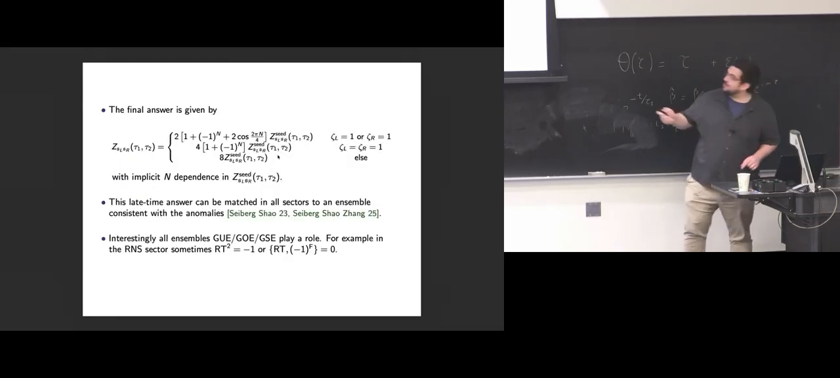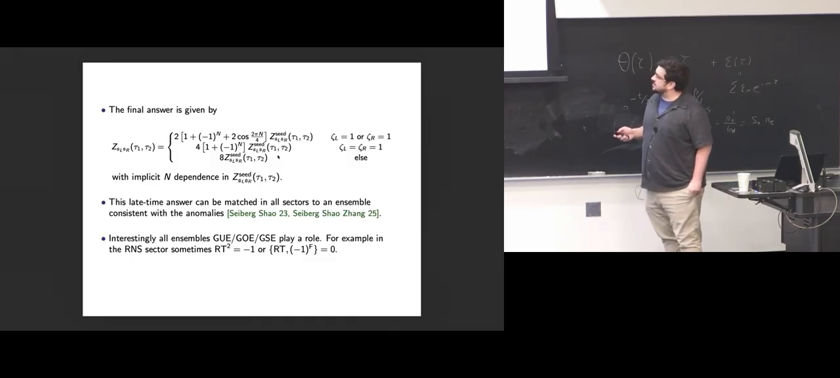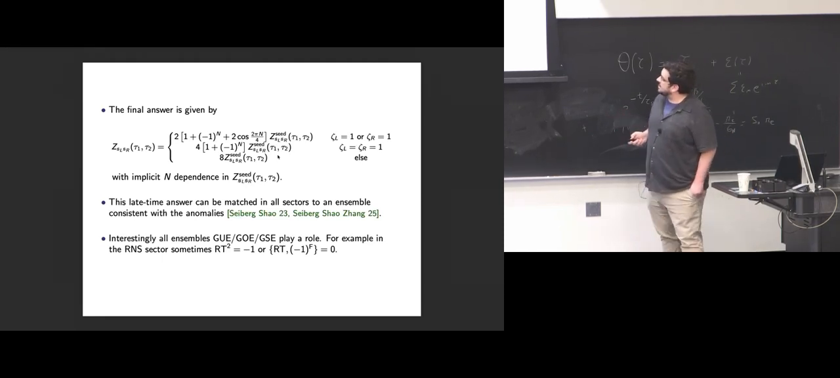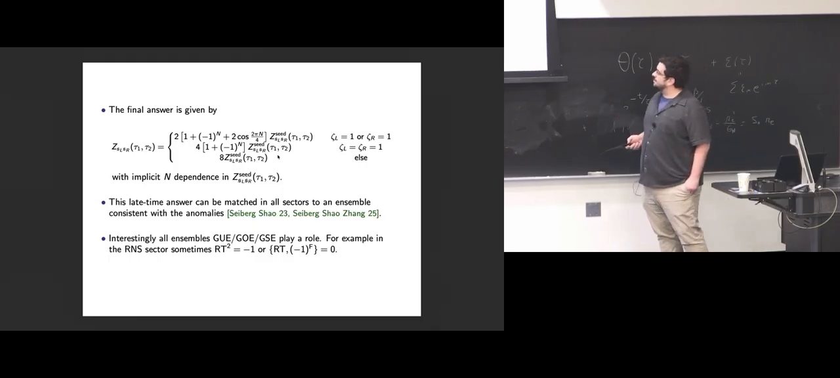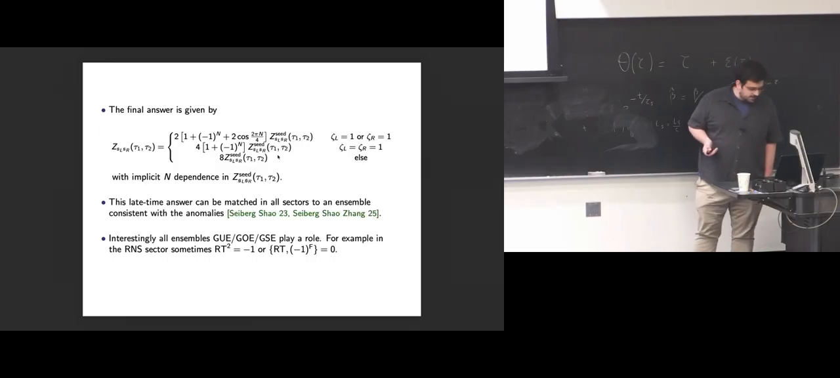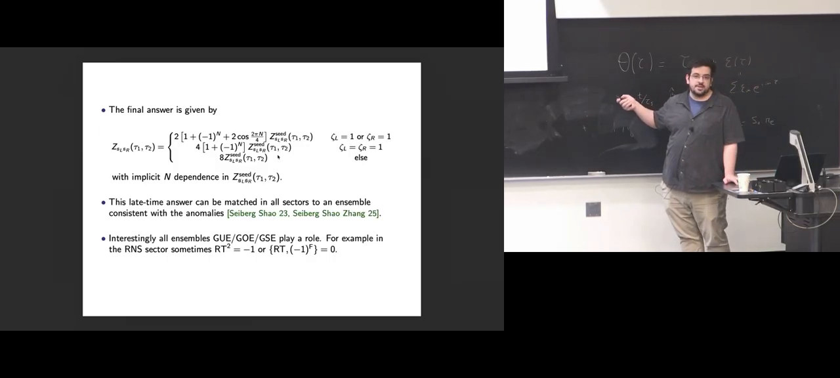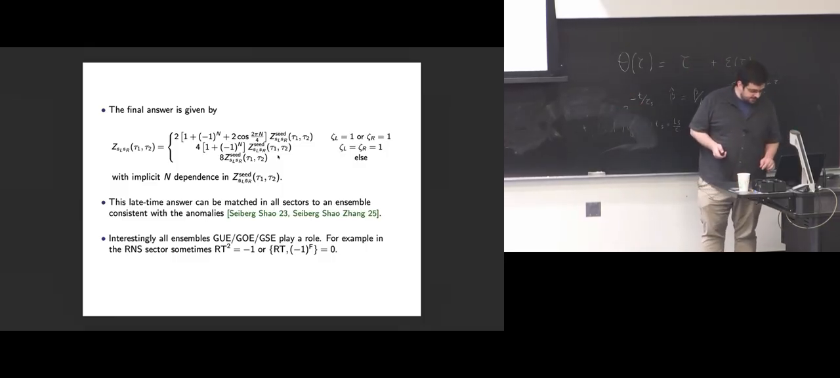So let me just say that we computed these torus wormholes for all these different topological field theories. And we matched the late time answers to the ensemble consistent with the anomalies, which were the algebra of the generators in the cases with anomalies, written down recently very explicitly in some papers by Seiberg, Shao and Shang. All the ensembles appear, GUE, GOE, and GSE. So far, only the GOE one appears. For example, RT could square to -1 now instead of +1, or RT could become a fermionic operator. And we reproduce all these features from the wormhole with this topological field theory on it.